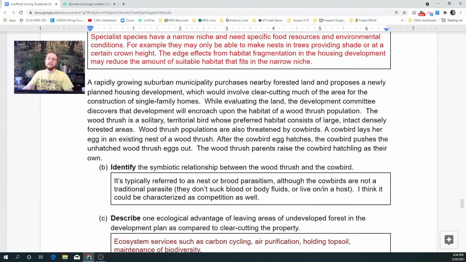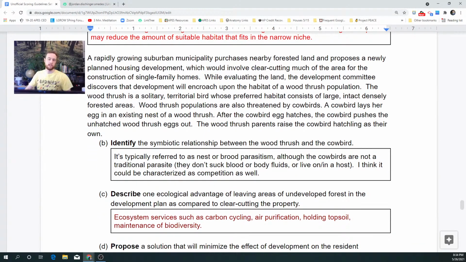There's a delay there. So now we are on to a tricky question here about suburban areas and cowbirds. So we have a rapidly growing suburban municipality that's a city. They purchase a nearby forested land. They want a housing development that would involve clear cutting much of the area for the construction of single family homes. While evaluating the land, the development committee discovers that development will encroach or infringe or move upon a habitat of wood thrush population. The wood thrush is a solitary territorial bird whose preferred habitat consists of large, intact, densely forested areas. Their populations are also threatened by cowbirds.